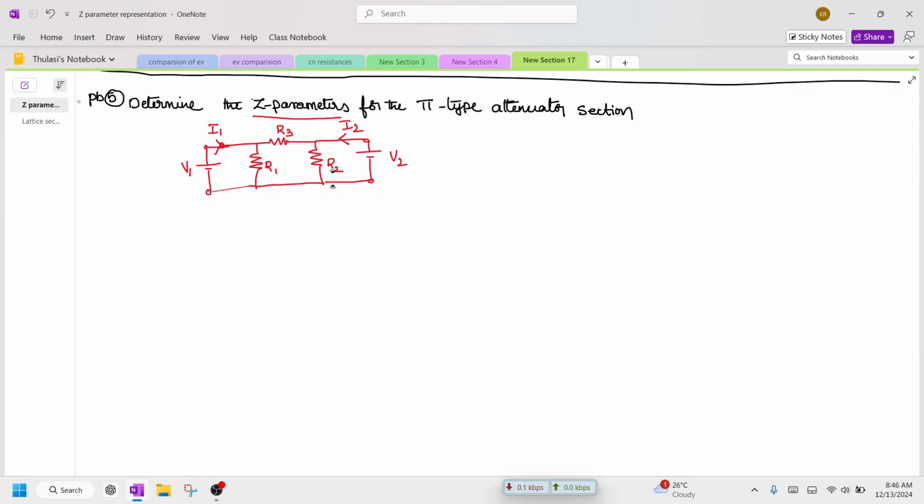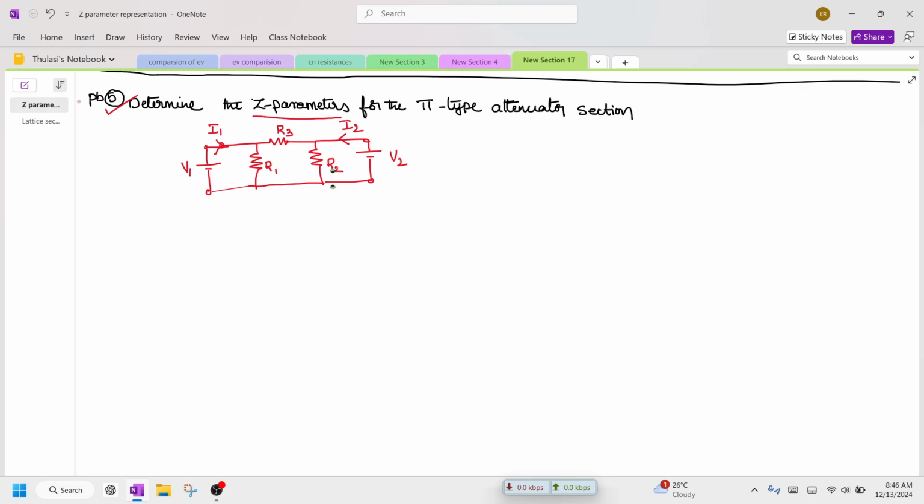Today we are going to determine problem number 5. The question is: determine the Z parameters of the pi type attenuator circuit. So this is a pi type attenuator circuit, and we want to find out the Z parameters.